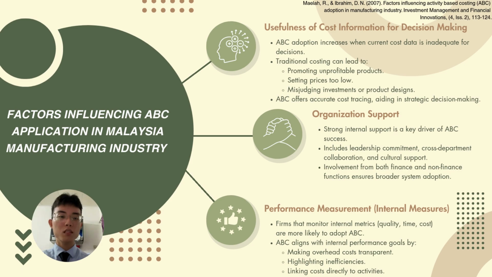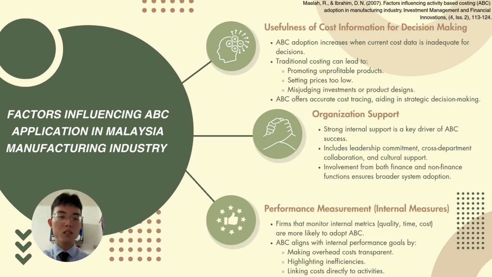The second factor is the organizational support, particularly from top management and non-accounting departments. Companies with strong internal support structures such as committed leadership, cross-department collaboration, and resource allocation are more successful in adopting ABC. Support isn't just about money and technologies. It's about creating a culture that recognizes the importance of cost accuracy. This includes ensuring accounting teams and operational staff work together, promoting ownership of the ABC system beyond just the finance departments, and gaining buy-in across various functions.